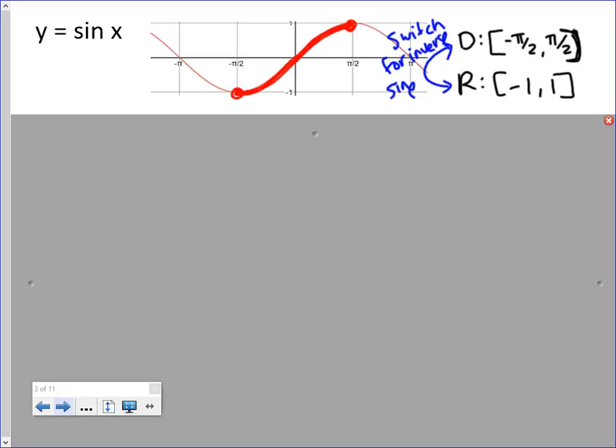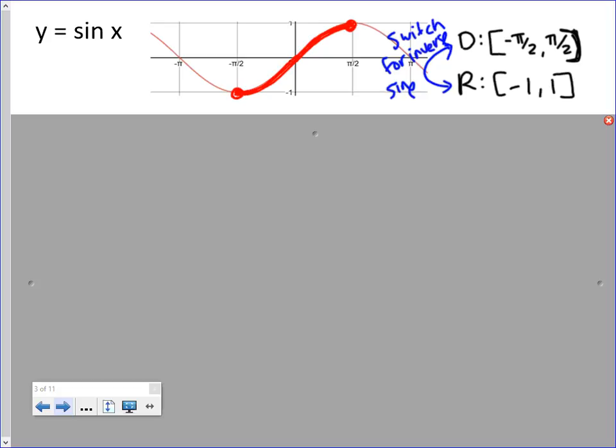And the ranges, this is going to be the other important thing, are going to be that domain, -π/2 to +π/2. So I will only accept answers from you when we're talking about inverse trig functions within that range, -π/2 to +π/2.